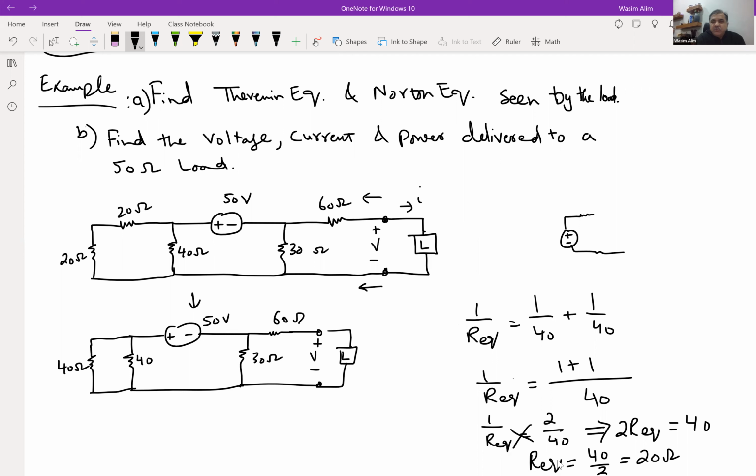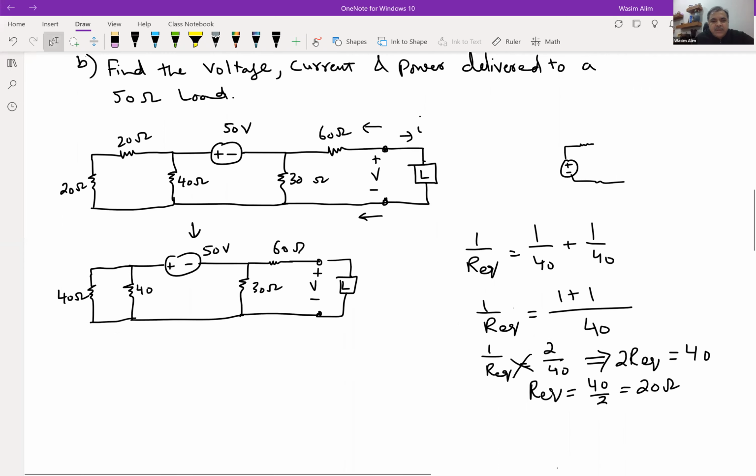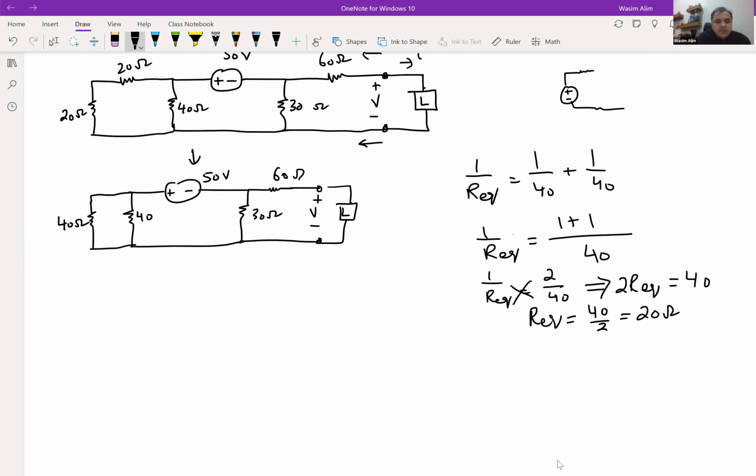So if I have two 10 ohm resistors connected in parallel to one another, the equivalent value of those two is going to be 5 ohms. Similarly, in this case, we have two 40 ohm resistors, and by this calculation, we also ended up with a 20 ohm equivalent value. Okay, so let's go ahead and redraw this with this 20 ohm resistor.